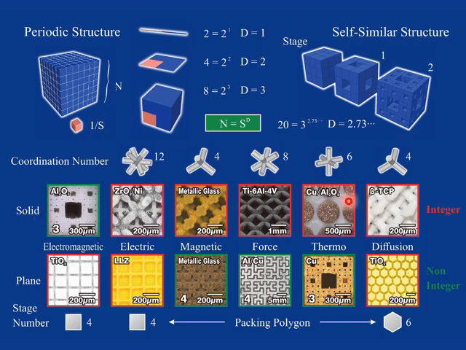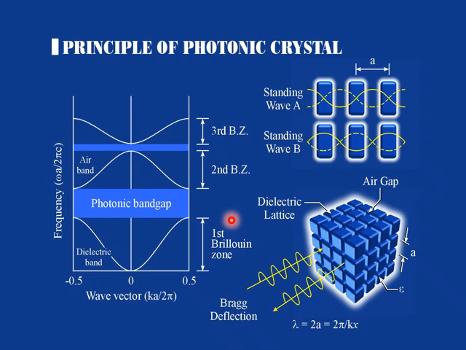So the plate-shaped structures and the three-dimensional structures were fabricated by using stereolithography. This figure shows the principle of photonic crystals. Today I would like to talk about the periodic structure fabrication of photonic crystals.